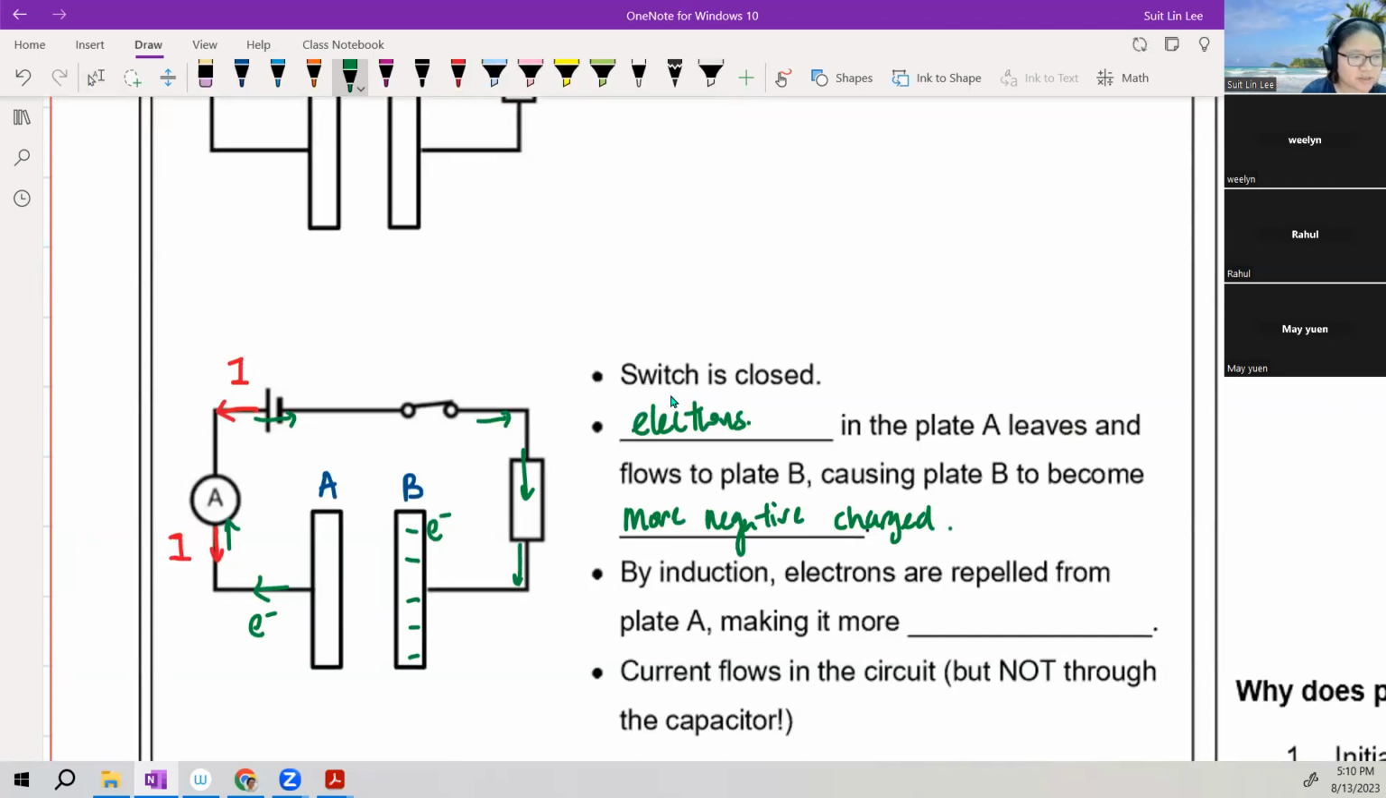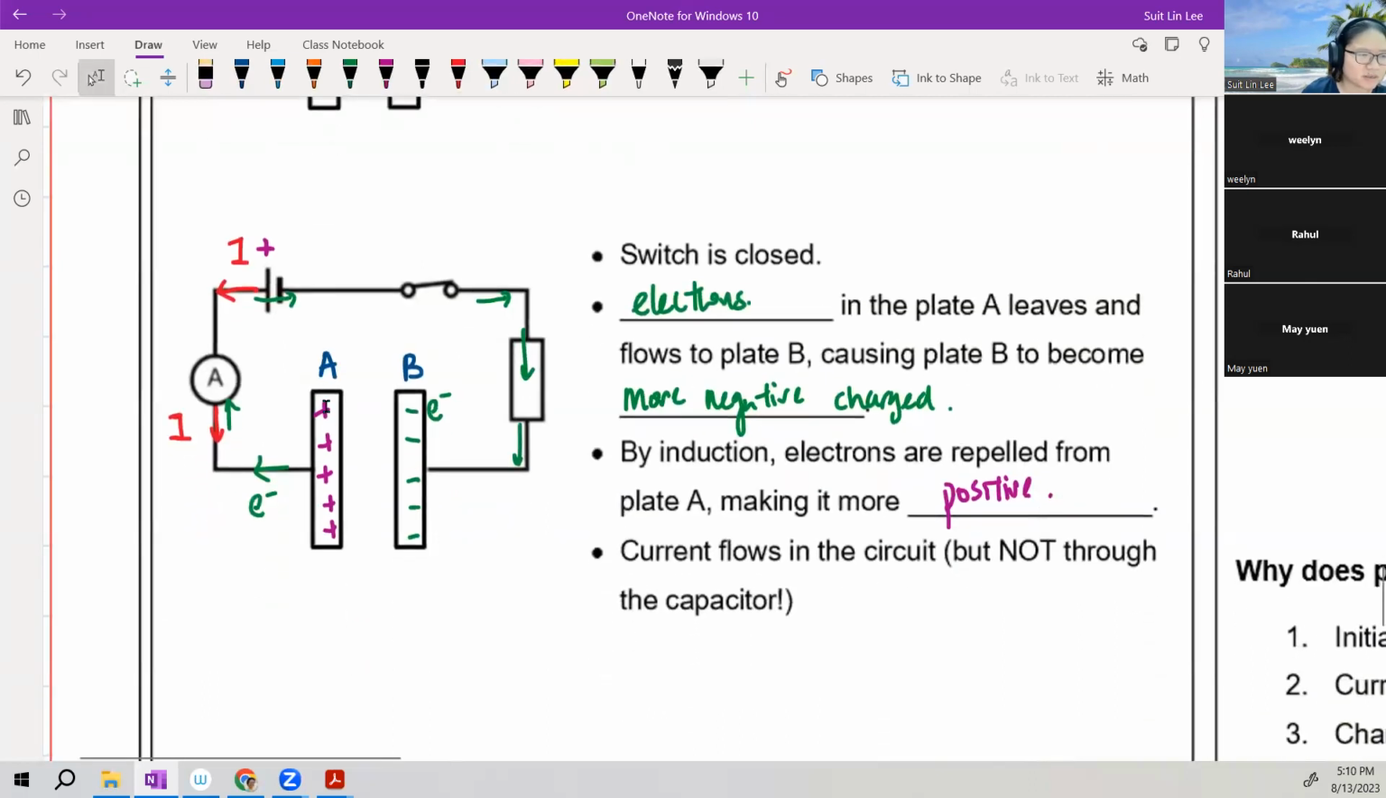Okay. And because plate B is already negative, whatever electrons were initially at plate A, due to the pull of the power supply, the power supply here is positive, and the push from the nearby plate B, will become more and more positively charged. Current will flow in the circuit, but not through the capacitor. Between here, there is no electron flowing. So eventually here, you will get negative Q. So it will store a charge of negative Q.